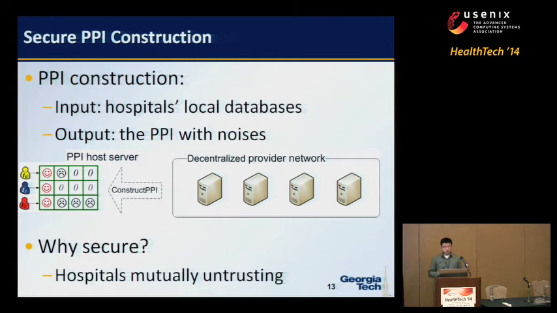So next, I'm going to talk about the PPI construction process. The PPI construction process takes input from different hospitals of their private data and then constructs a public domain PPI data with some noises. This process has to be made secure because different hospitals are untrusting each other. So the construction process that involves some interaction between different hospitals needs to respect information confidentiality when they are constructing the PPI.